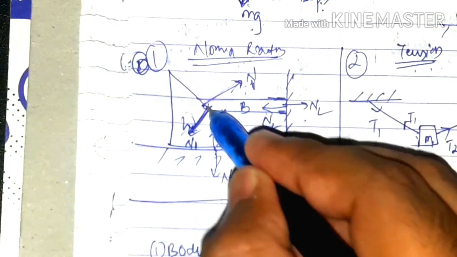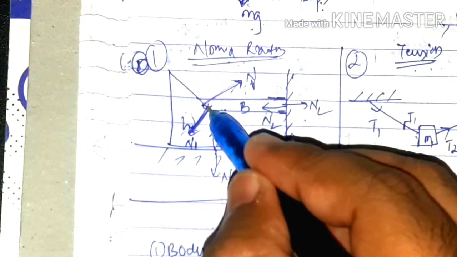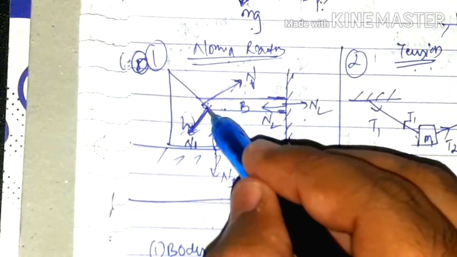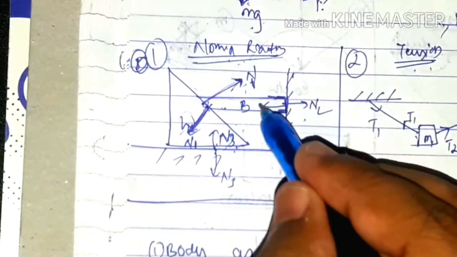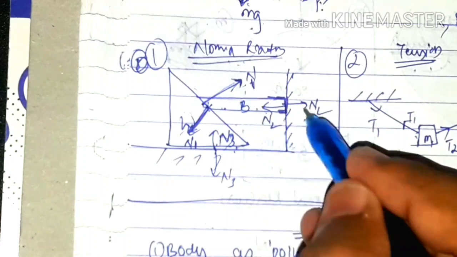Whenever a surface in contact is there, we find normal reaction. So one surface contact is over. Now see this surface contact. Again in the surface contact, this body, that is block B, and the surface is there.